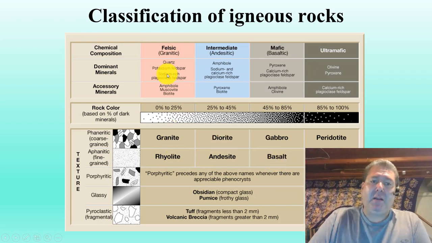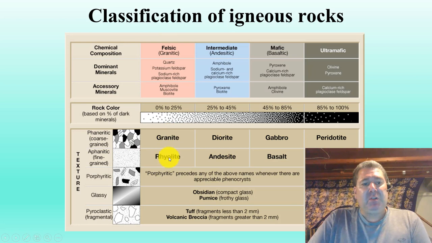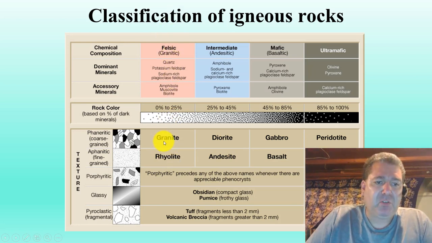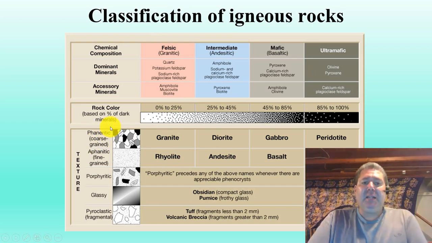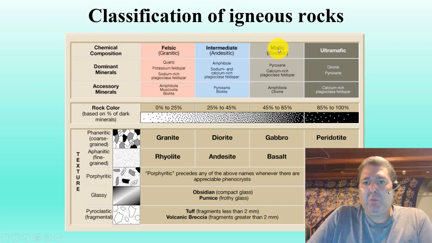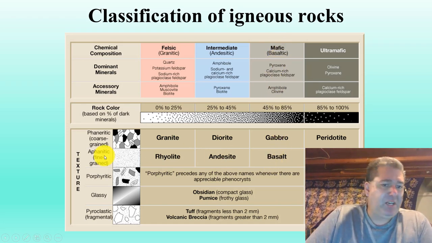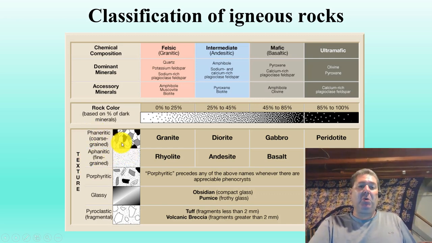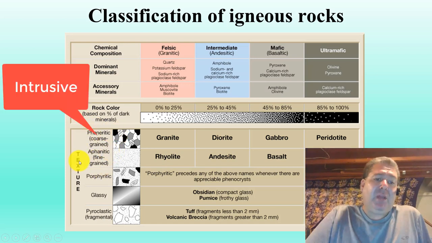So granite is felsic and intrusive, or felsic and coarse grained being intrusive, and that is one of the most important rocks on the planet. Basalt is mafic and fine grained, or extrusive. The real trick about this is to remember to correlate phaneritic, or coarse grained, with intrusive, and aphanitic, or fine grained, with extrusive.